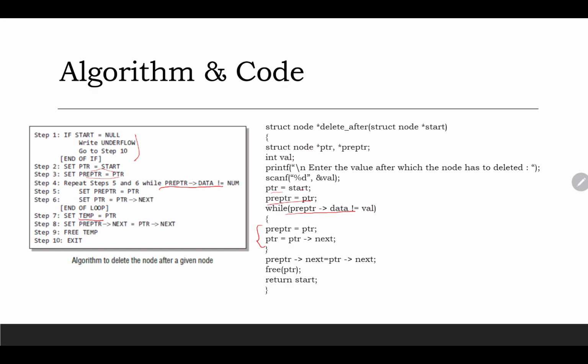Then we are using a temporary variable, temp is equal to ptr. Then pre-ptr->next is equal to ptr->next, and we free the particular node from the list. So this is deleting the element after the given node. So this is about the deletion.